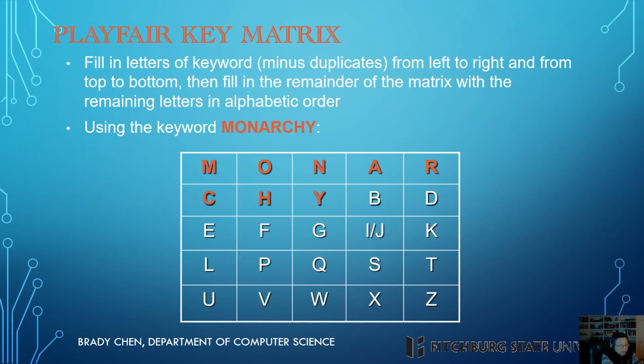Okay, so in this slide, we're going to talk about an example of the Playfair. Okay, so the most important step in the Playfair encryption algorithm is to create a Playfair key matrix. Okay, now before we do this, we need to select a secret keyword, a key. In this case, we're going to select the key MONARCHY. Okay, and then we're going to fill the 5x5 matrix from left to right, from top to bottom.